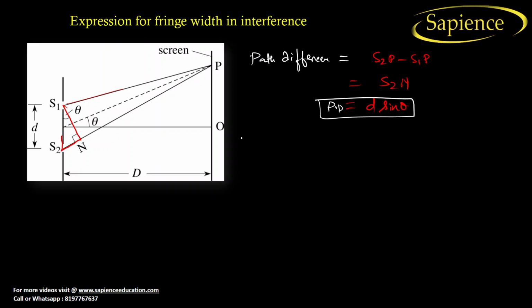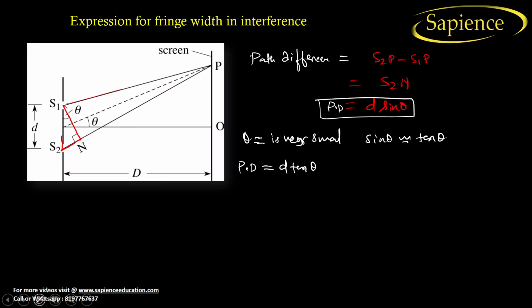Okay. Now let us consider this angle theta is very small. So we can consider sine theta is equal to tan theta. So from here, path difference can be written as d tan theta.